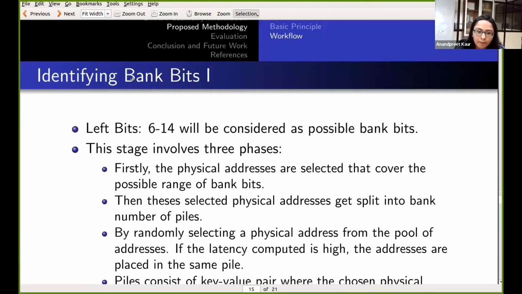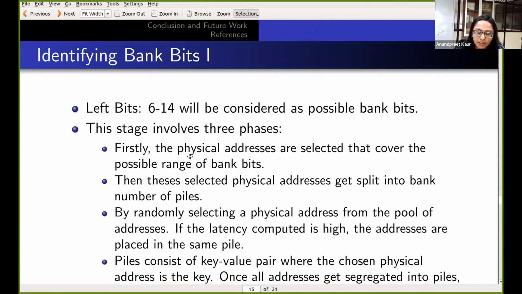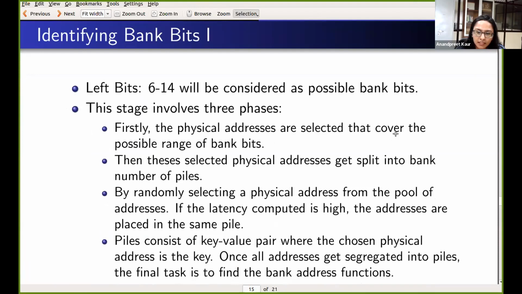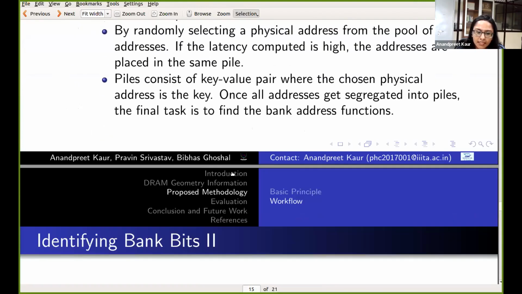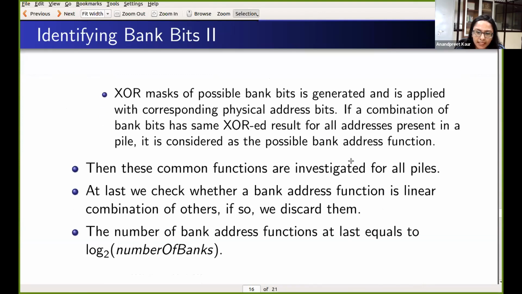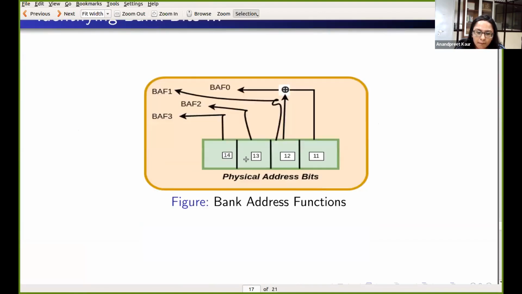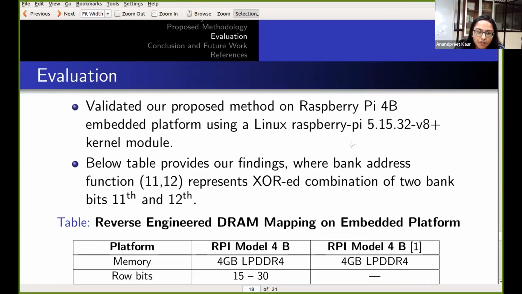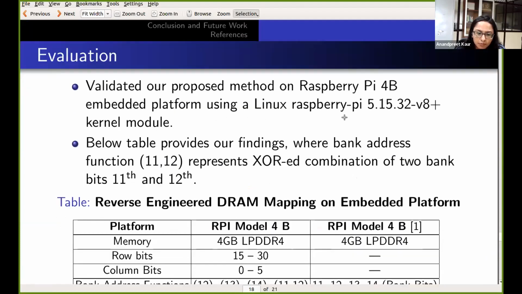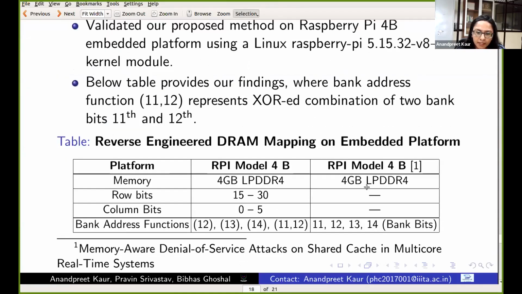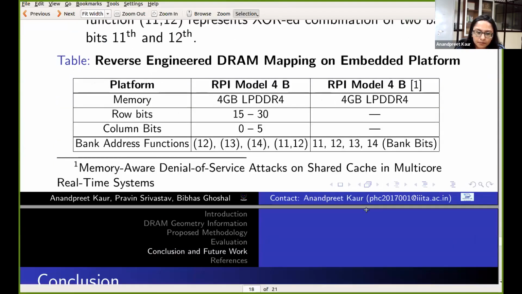Then to identify the bank bits, it consists of 3 phases. Firstly, the physical addresses are selected that cover the possible range of bank bits. Then these selected physical addresses, we split them into bank number of files, and then we apply the XOR mask and get the final possible bank address functions. We validated our proposed method on Raspberry Pi 4B, and these are our preliminary findings.